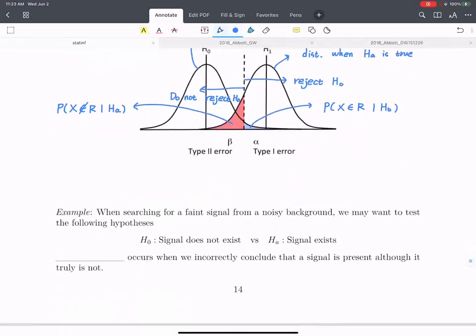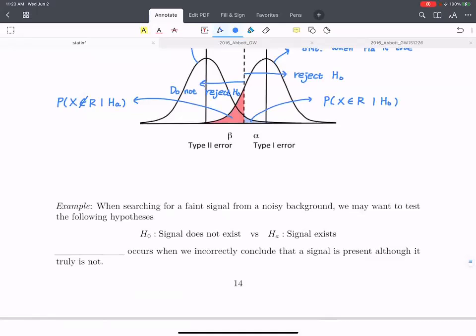An example: when searching for a fine signal from a noise background, you can think of this as gravitational wave. So let's say we want to find gravitational wave. The default in the null hypothesis is that gravitational wave does not exist. And what we actually want to say is that we found a gravitational wave signal. So the alternative says signal exists.